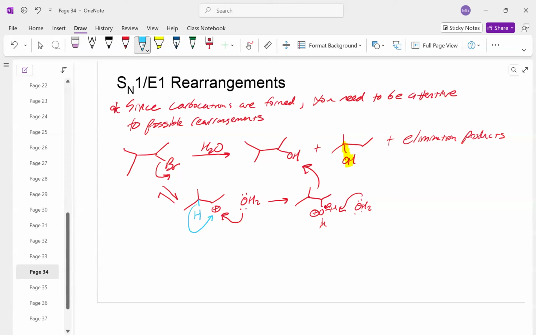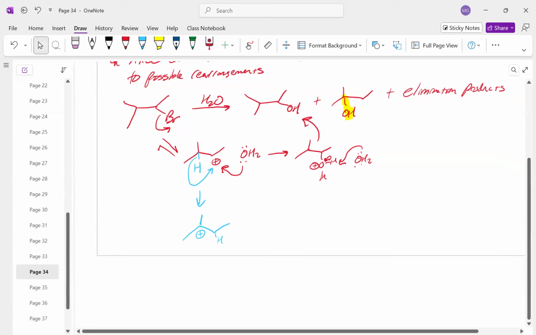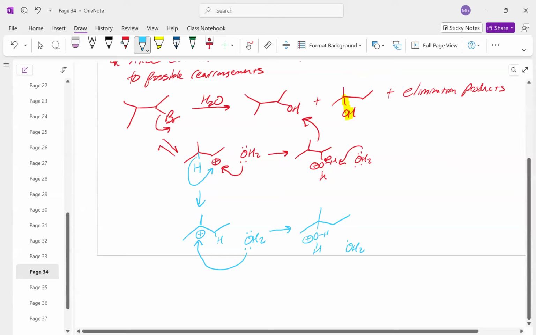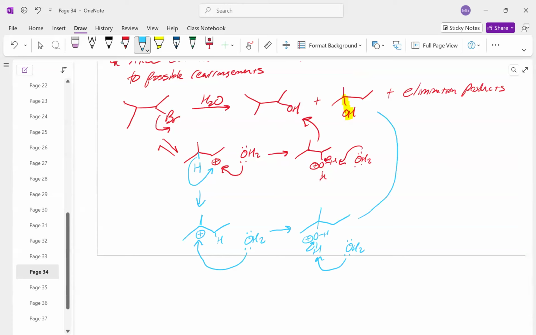Well, I'm going to do a carbocation rearrangement. So now the hydrogen's over here, and the carbocation is now on a tertiary carbon. So now we can have water attack this new, more stable carbocation, and let's finish off the mechanism. So we'll just do a proton transfer here to get that oxygen to be neutral, and that's how we get the second product.